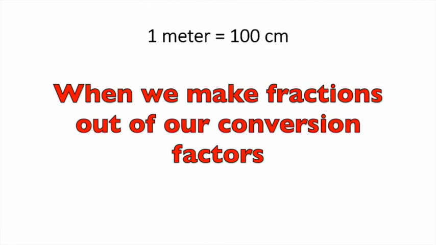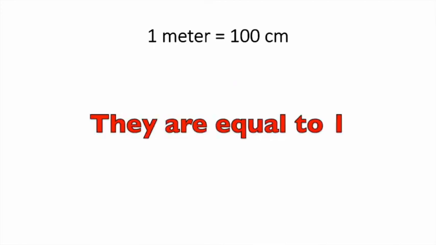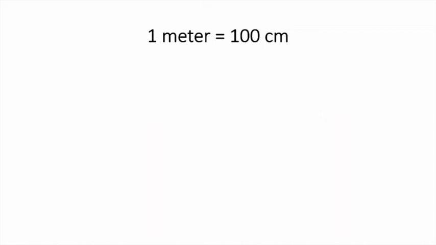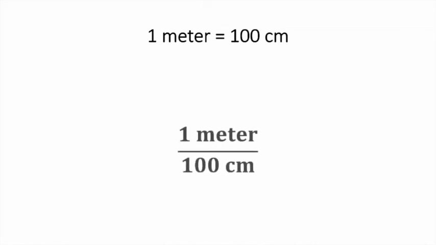Now, if anybody's curious as to why we could do this in the first place, it's because when we make our fractions out of the conversion factors, they're equal to 1. And we can prove this using algebraic substitution. For example, take a look at this conversion factor. 1 meter equals 100 centimeters. Well, we can put this into a fraction with 1 meter on the top and 100 centimeters on the bottom.